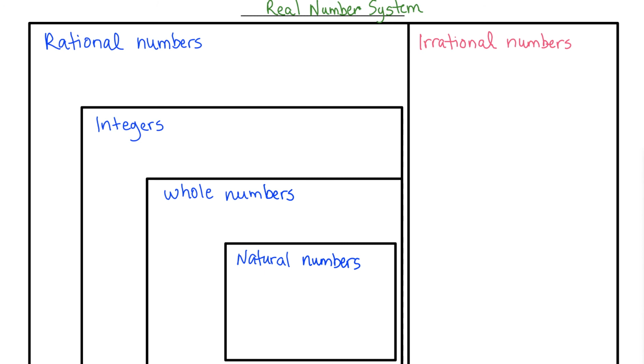So let's call all these real numbers. These are all real numbers. Two types of real numbers, rational numbers and irrational numbers. And you have different kinds of rational numbers. You have integers, whole numbers, and natural numbers.